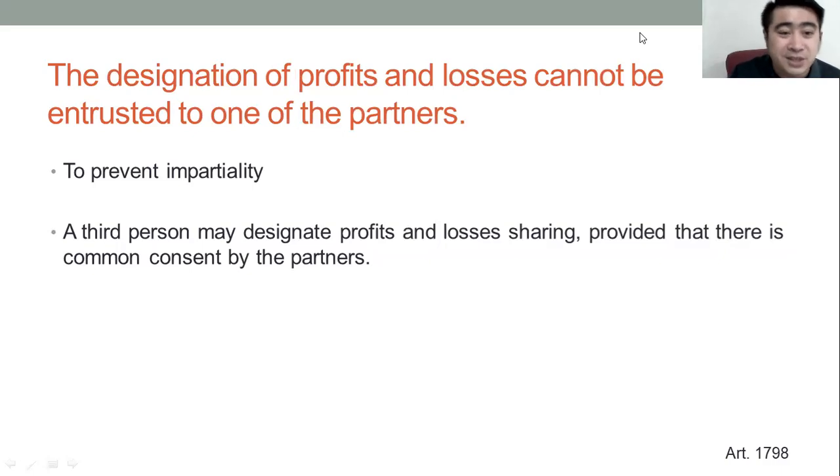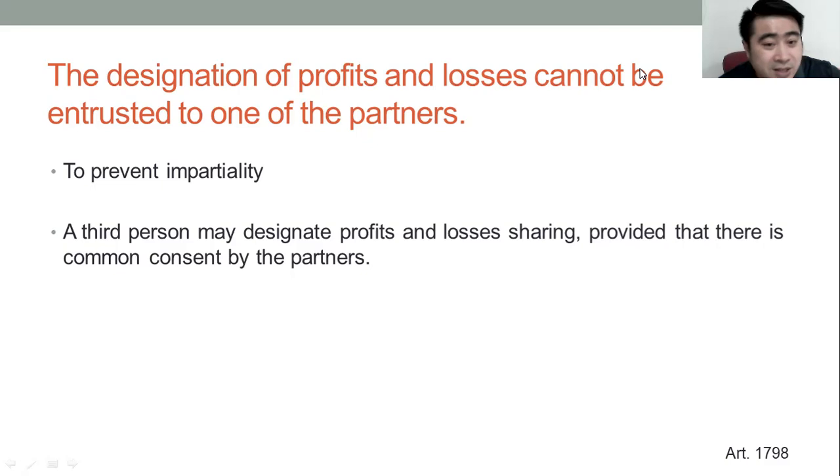So this is to prevent partiality. A third person may designate profits and losses sharing provided that there is a common consent by the partners. So para sa oblicon nyo class, parang may ganyang situation din. Yung condition depends upon the third person, pwede 'yon. Yung fulfillment ng condition depends upon a third person, pwede. Pero kapag yung fulfillment ng condition depends upon the sole will of the debtor, bawal 'yon. The obligation becomes void, right?